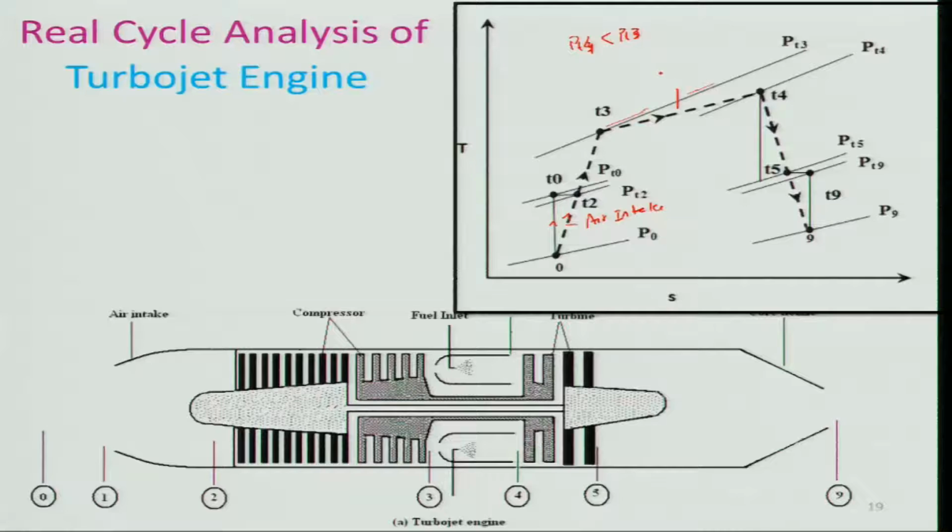Not only that, there will also be incomplete combustion in the combustor. As a result, the burner efficiency has to be included in the analysis. And this is basically your combustion chamber, and the gas is expanded in the turbine, right. This is the turbine from station T4 to T5, right.